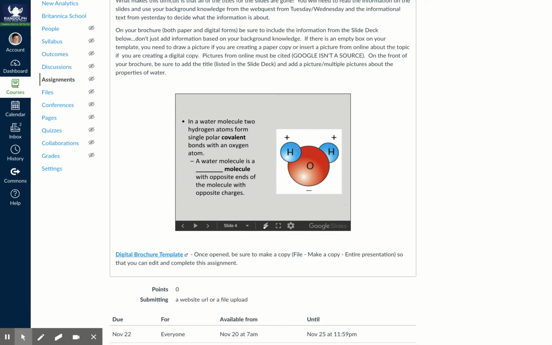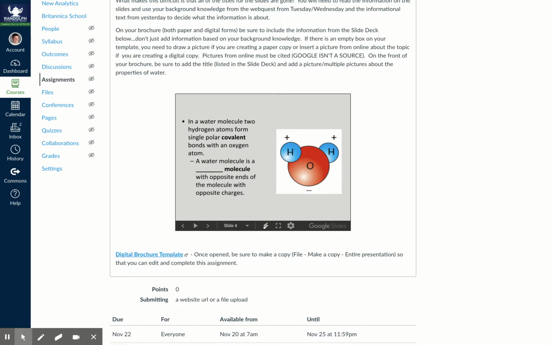Think about the poles of the Earth. There's one at the north point of the Earth and one at the south point of the Earth. We call those the North Pole and the South Pole. Those two points are the sources of the magnetic field on the Earth. So when we look at this, we see that we have positive on one side, negative on the other side. So this falls into the property of polarity. A water molecule is a polar molecule with opposite ends of the molecule with opposite charges. So what that tells us is that water is polar.